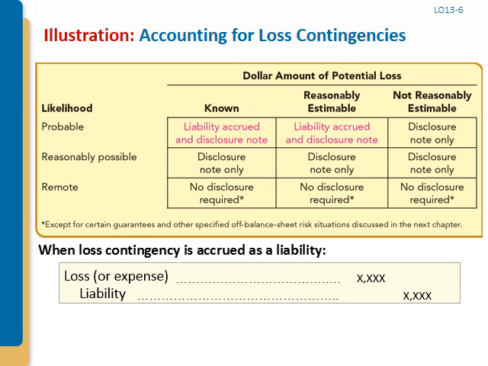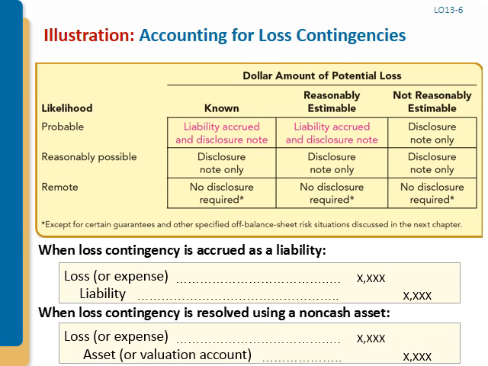When a loss contingency is accrued, we debit a loss or expense and typically credit the liability account. However, note that some contingent losses do not involve liabilities at all. Rather, these contingencies, when resolved, cause a non-cash asset to be impaired. So accruing the contingency means reducing the related asset rather than recording a liability.